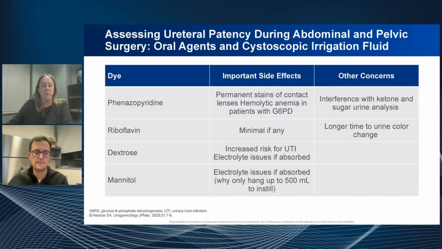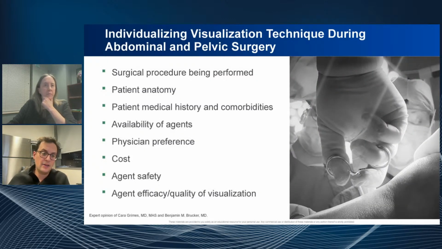So kind of thinking through all these agents and the different buckets they fall into, oral agents, IV agents, and cystoscopic fluids, and thinking about all the safety features, how do you decide which technique for each patient? I think it's a good question, and the answer is we're not here to tell you there's one way to do it. Even when we've talked about this, we do things a little differently. You have to consider the surgical procedure being performed, the patient's anatomy, their comorbidities. What do you have available?